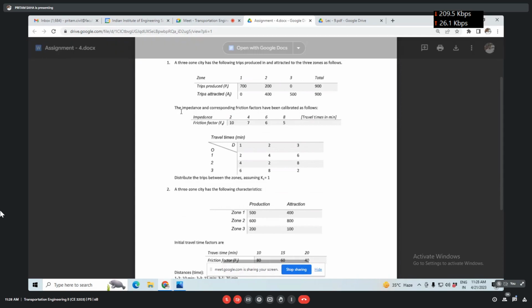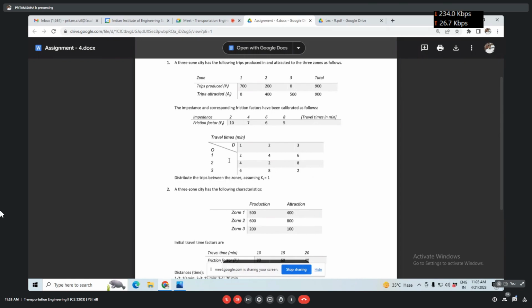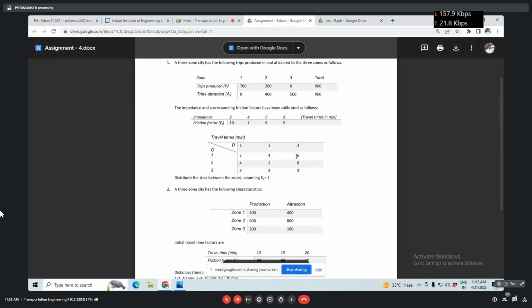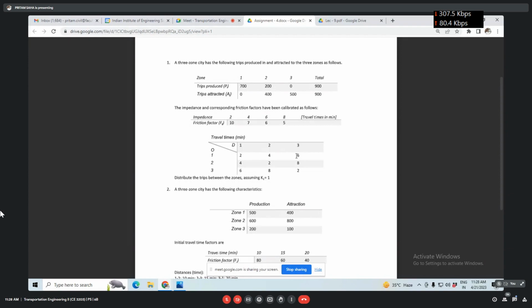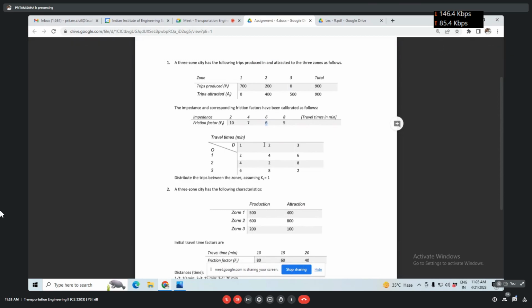Next one is your impedance factor. Your friction factor based on impedance. So friction factor you have for certain impedance values, and this matrix, OD matrix, shows the impedance that you are going to witness if you travel from zone 1 to zone 1, zone 1 to zone 2, zone 1 to zone 3. For instance, if you travel from zone 1 to zone 3, the impedance which will be offered during the travel is 6. And corresponding to this value 6, your friction factor value is 6. Similarly, if you travel from zone 3 to zone 2, impedance will be 8.